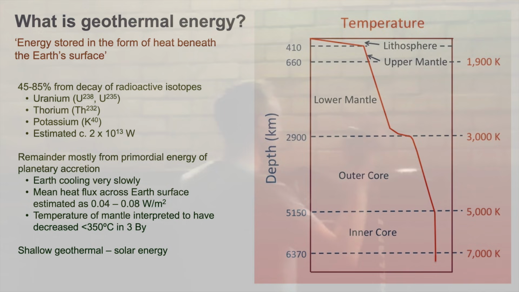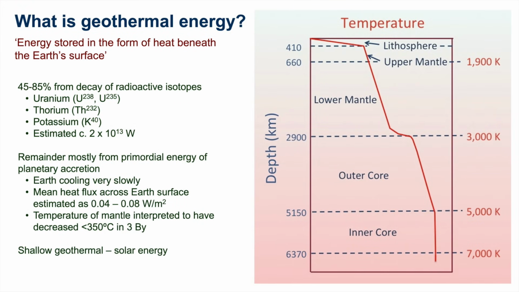So what is geothermal energy? It's essentially energy stored in the form of heat beneath the Earth's surface. So geo, Earth, and thermal, heat. And the Earth has an absolutely enormous resource of heat that we can draw on. So we can look at a profile of temperature through the Earth, right from the surface through to the core, and we can see that we reach some very, very high temperatures as we move into the interior of the Earth. And a lot of that heat is coming from the decay of radioactive isotopes.